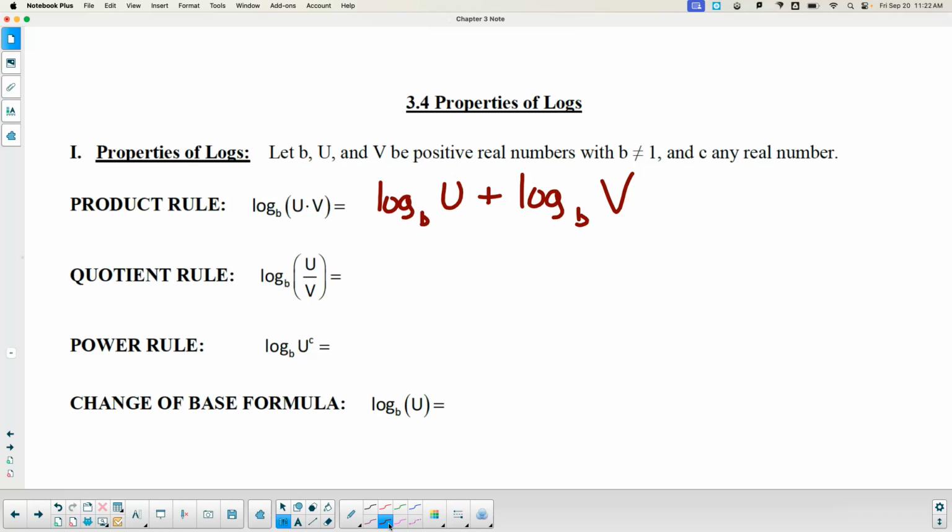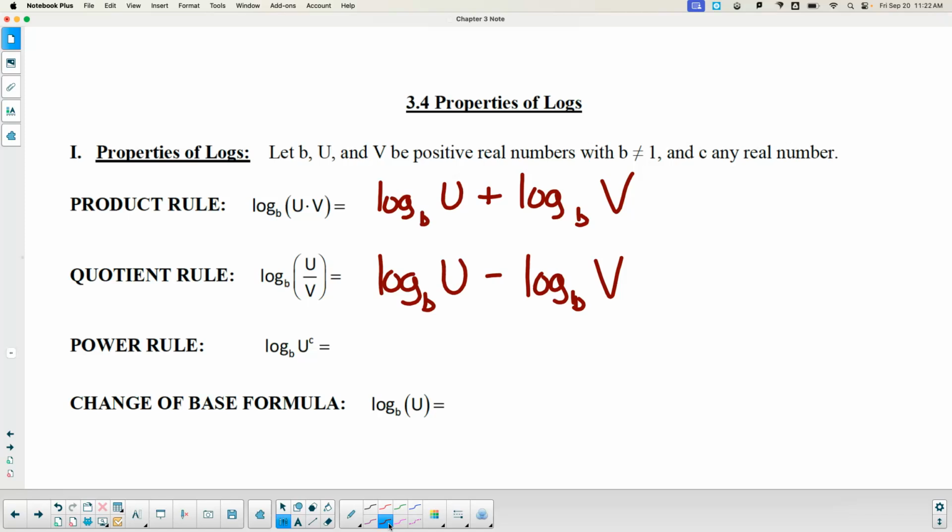Okay? The quotient rule, well, we switch from multiplication to division, so that means we're going to switch from addition to subtraction. Okay. Again, both of those are going to be primarily used for us in terms of solving, to condense down to 1 single one.